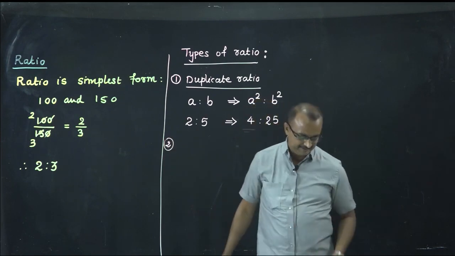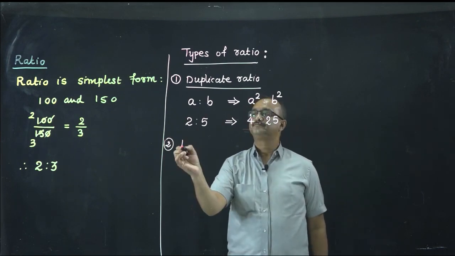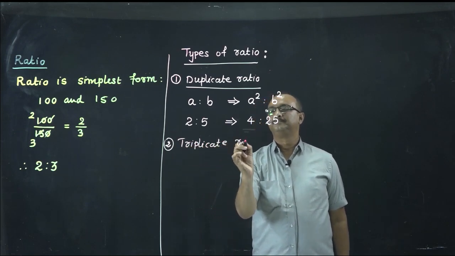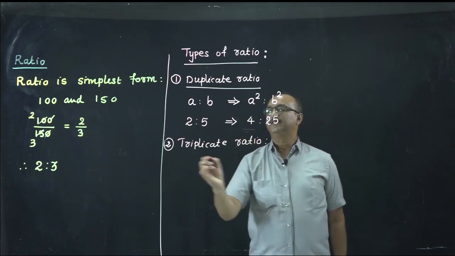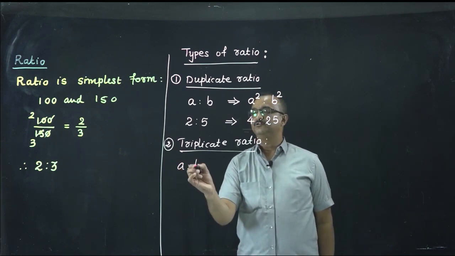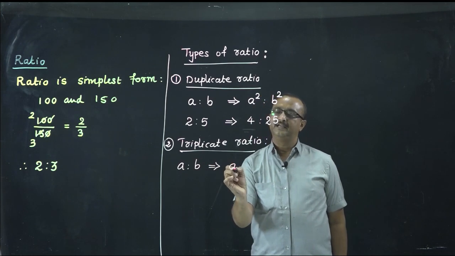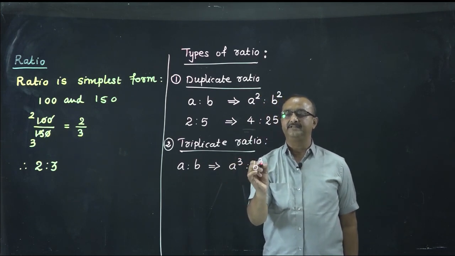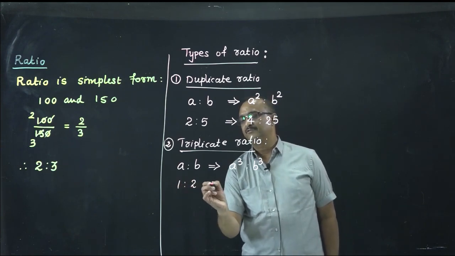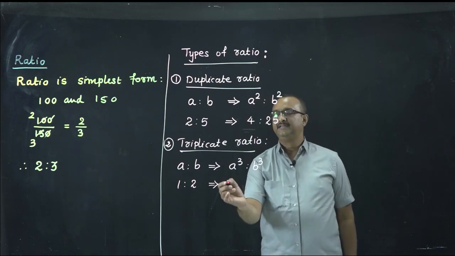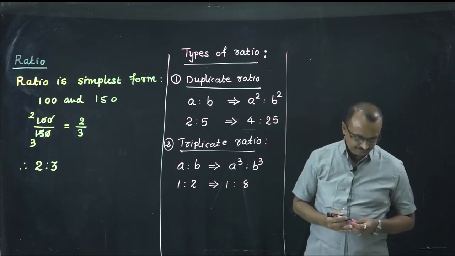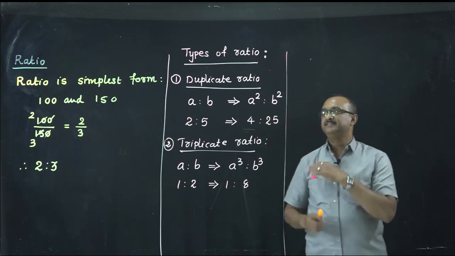Second type of ratio is triplicate ratio. Triplicate ratio is the cube of the two terms. If A and B are two terms, then A cube and B cube is called the triplicate ratio of A and B. If 1:2 is given, what is the triplicate ratio of 1:2? It is 1:8.